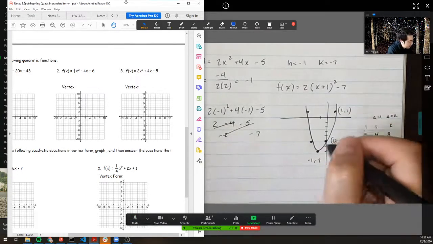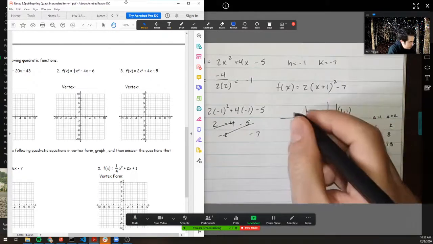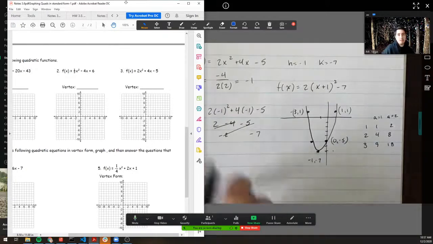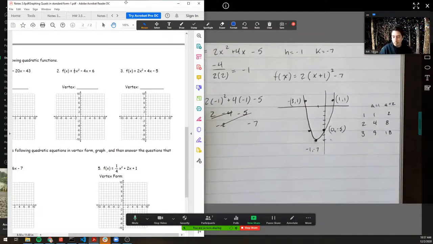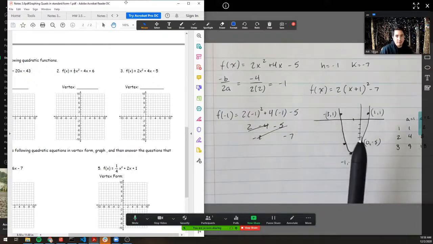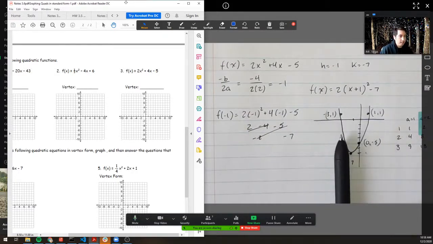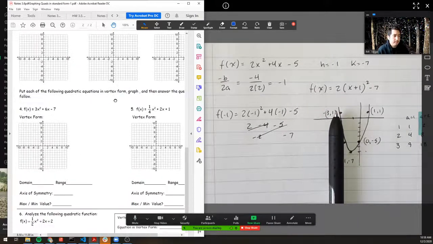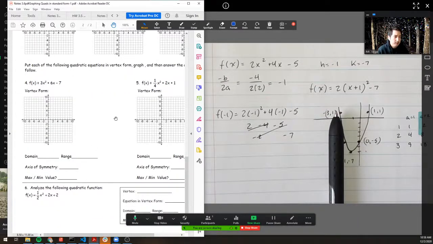This would be at negative 1, 2, negative 3, 1. If you plug all these values in, they would work if you're graphing it. So that's how you graph it. It's easier to graph from vertex form. I will say that. Very much easier to graph from vertex form. And then the rest of the examples are basically the same.